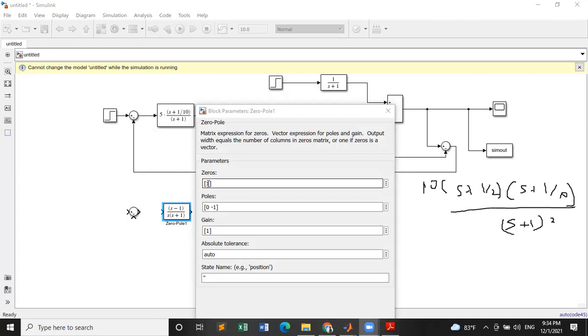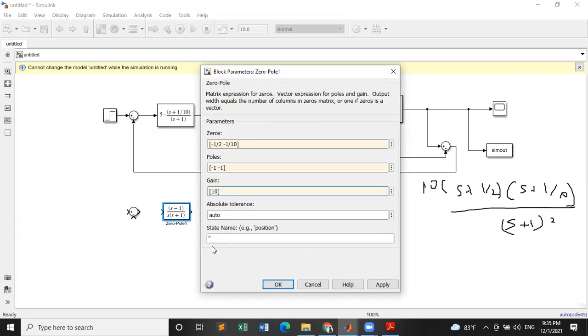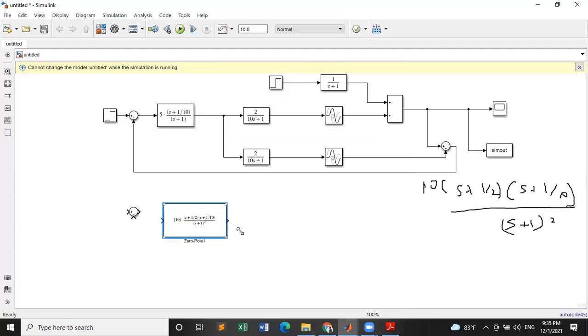I put the values here, s plus 1 has to be minus 1 over 2, minus 1 over 10. Poles has to be minus 1, minus 1, right? So the poles has to be s plus 1 squared, and the gain has to be this integer 10. So I think we get it, right? Or 2 s plus 1 over 10 s plus 1 squared.